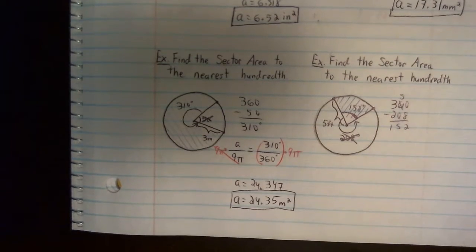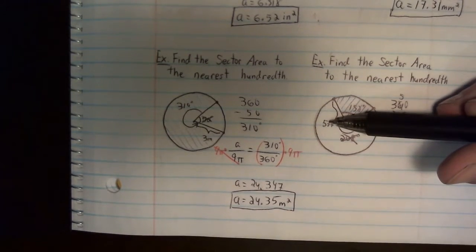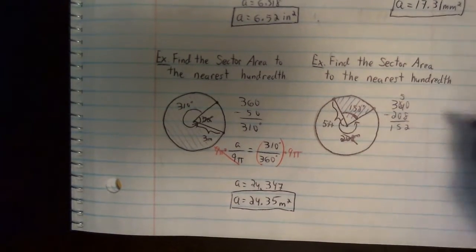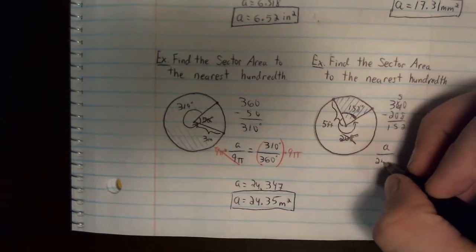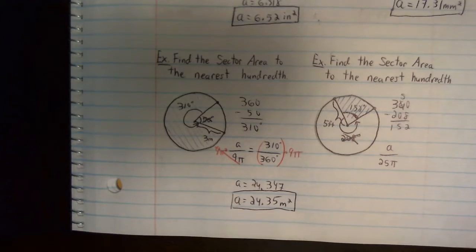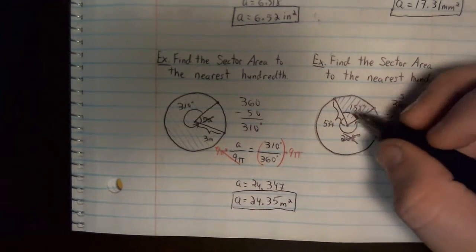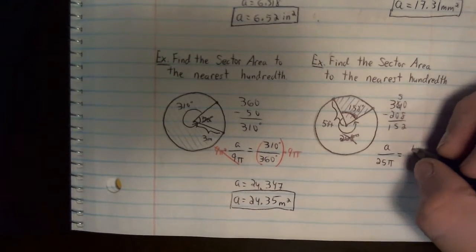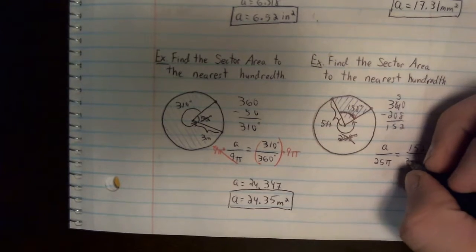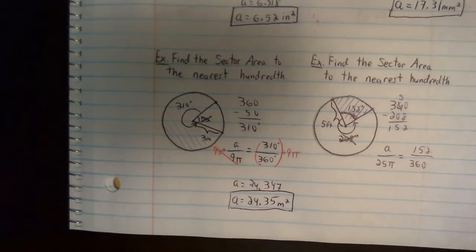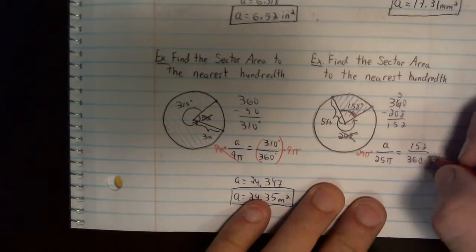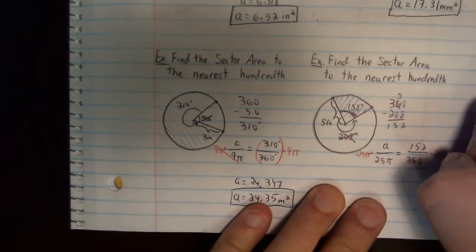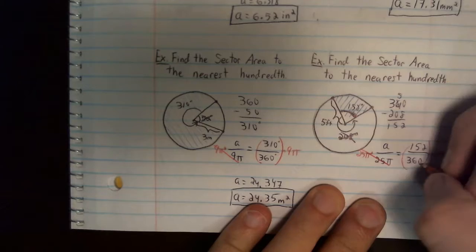I'm going to cross that one out of there. The radius they gave us was 5. So if we do area over 5 squared, which is 25, times pi, that's going to be equal to the angle we found of 152 divided by 360. We're going to want to multiply by 25 pi on both sides.